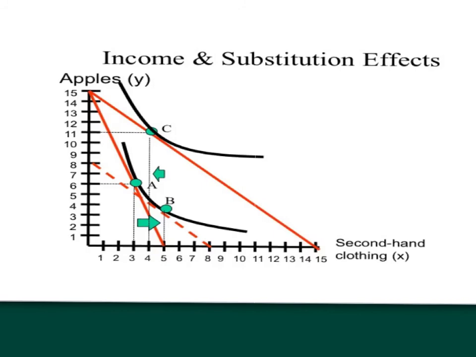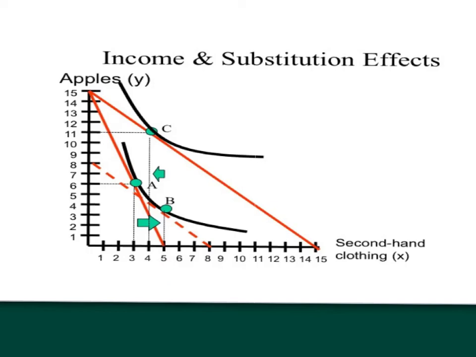So again, what we did is we took the new budget constraint, we parallel shifted it back to the old indifference curve. Here's the old indifference curve, and we saw where it hit. So here's the parallel shift back, the dotted line. It hits at point B. The move from quantity at point A, which is 3, out to a quantity of 5 at point B, that's the substitution effect. So from 3 to 5, we get this substitution effect.